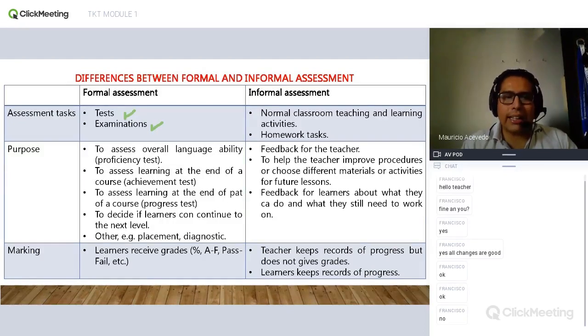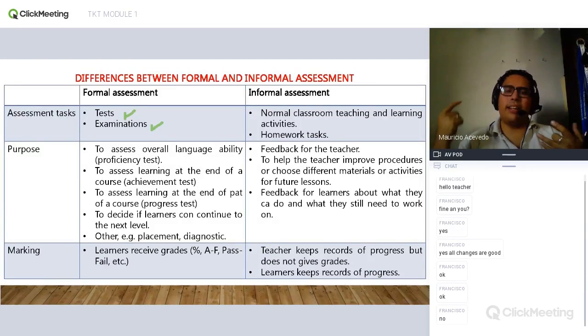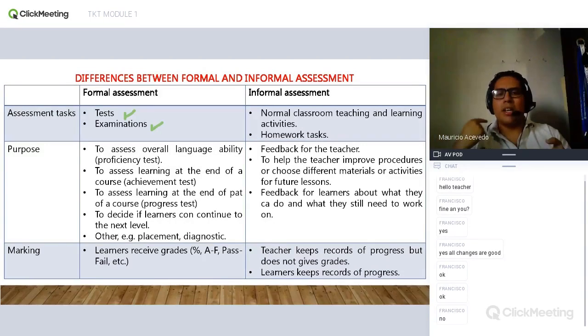To assess learning at the end of a course, progress test, and to decide if learners can continue to the next level. Other examples are placement tests, diagnostic tests, etc. So there are many, many purposes for tests: to check their ability, to check their progress, to see their level, etc. Okay, now informal assessment, feedback for the teachers.